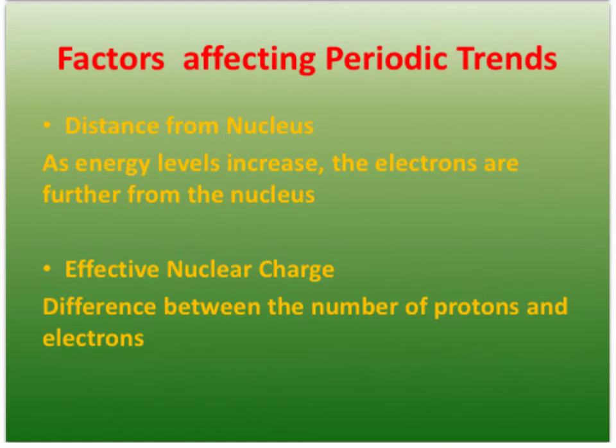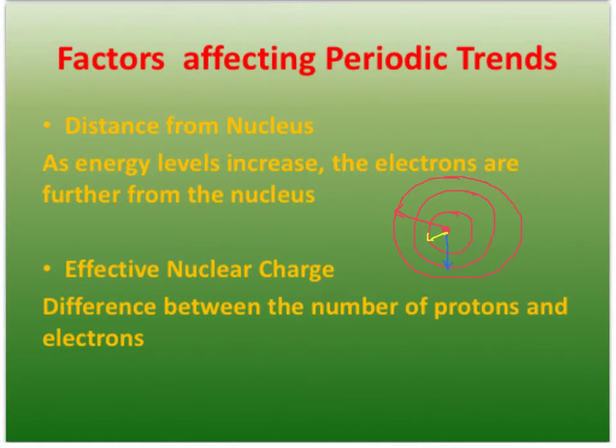So, distance from the nucleus. As energy level increases, the electrons are further away from the nucleus. So let's say this is our nucleus, and we're going to just draw energy levels. As you see, as we add more energy levels, the distance from the center to the electrons increases. So if we compare these, all these will have different distances. So they're further apart. So the nucleus, which is positively charged, has less effect on the electrons in the outer energy levels.